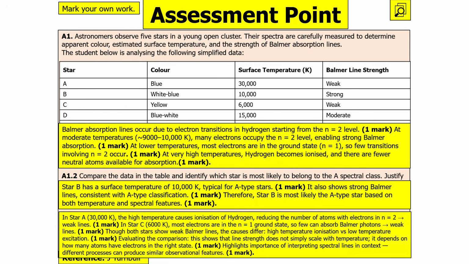So this shows the line strength does not simply scale with temperature, it depends on how many atoms have electrons in the right state, which is important to indicate why you interpret the spectral lines in context. Different processes can produce similar observational features.